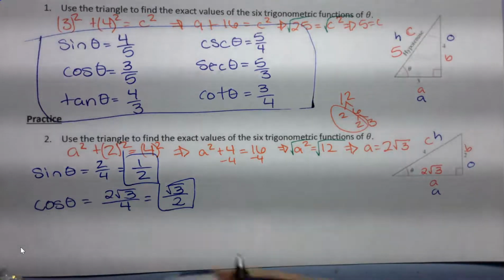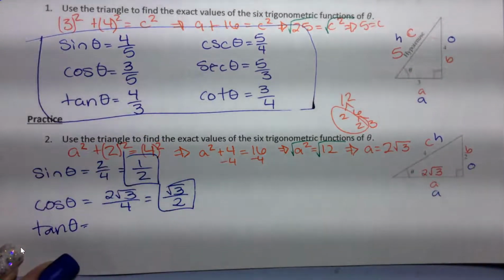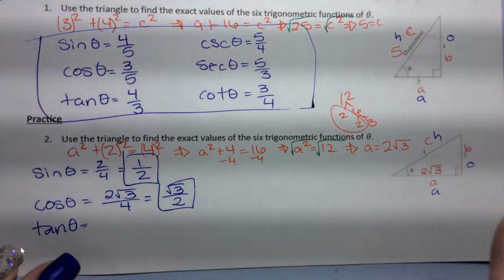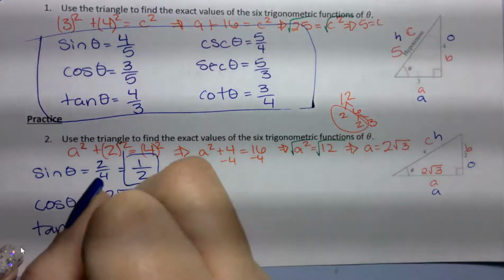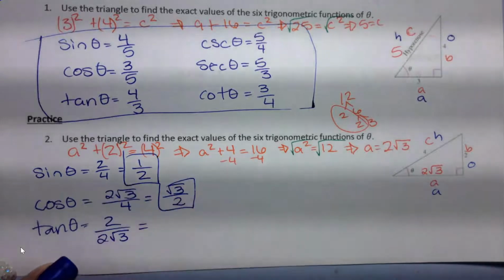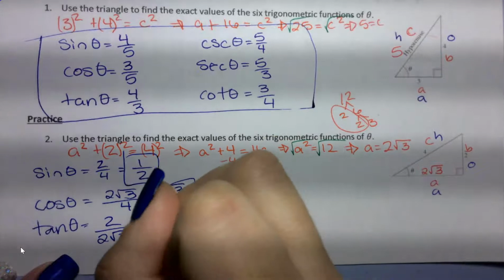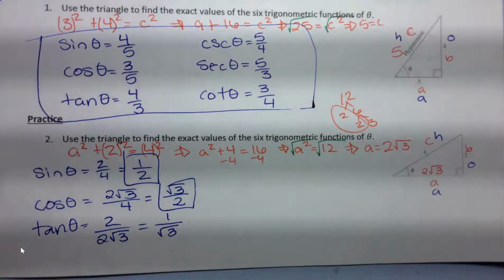Then I want to do the same thing for tangent. So tangent is the opposite over adjacent. So my opposite side length is 2. My adjacent is 2 square root of 3. So I will simplify this because I have a 2 on the top and bottom. Remember, I still need something on the top, so I'm going to have 1 as a placeholder, and square root of 3 on the bottom.